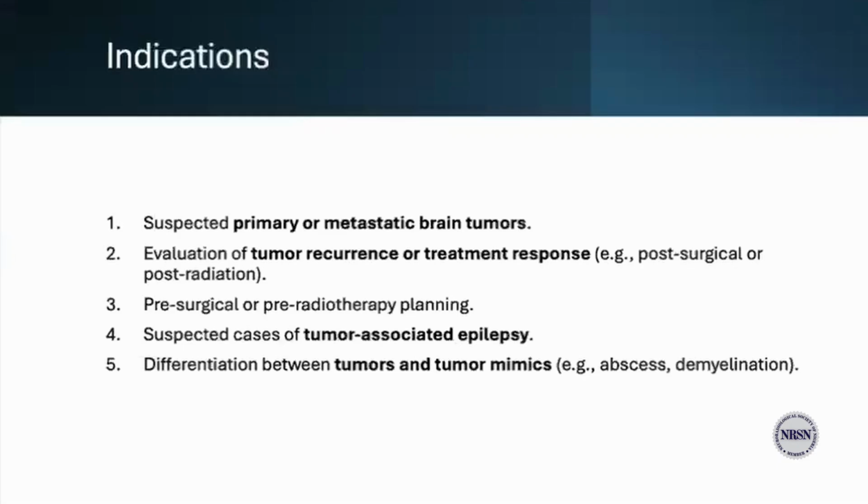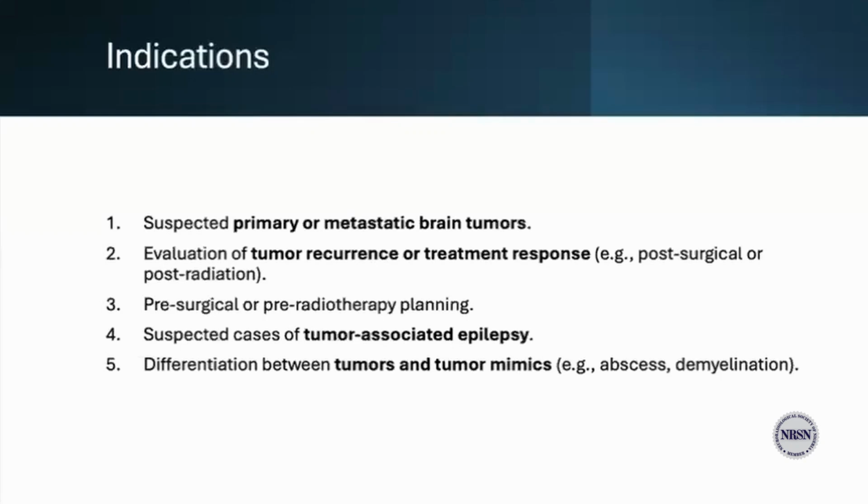So this protocol is typically used when we suspect a brain tumor, whether it's a primary tumor or one that has spread from another part of the body. It's also really valuable when we are checking if a tumor has recurred after treatment, or if we are trying to see how well the patient is responding to therapies like surgery or radiation. So before any surgery or radiotherapy procedures, imaging through this protocol helps guide the planning. It gives the surgical team a detailed map of what they're dealing with.